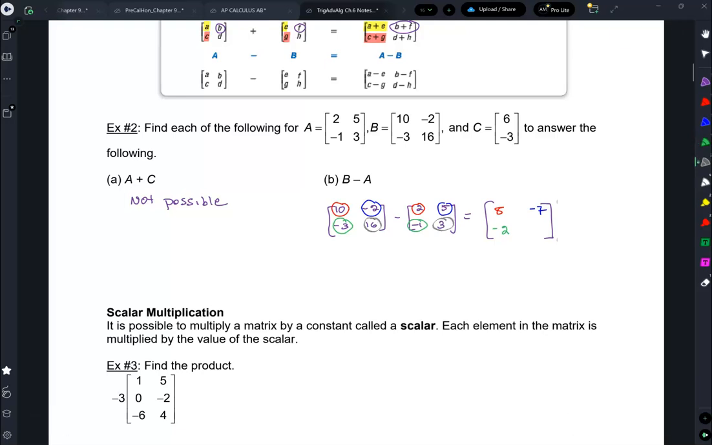16 minus 3, 13. Right? I mean, how straightforward is that? Right? See? Not scary at all.